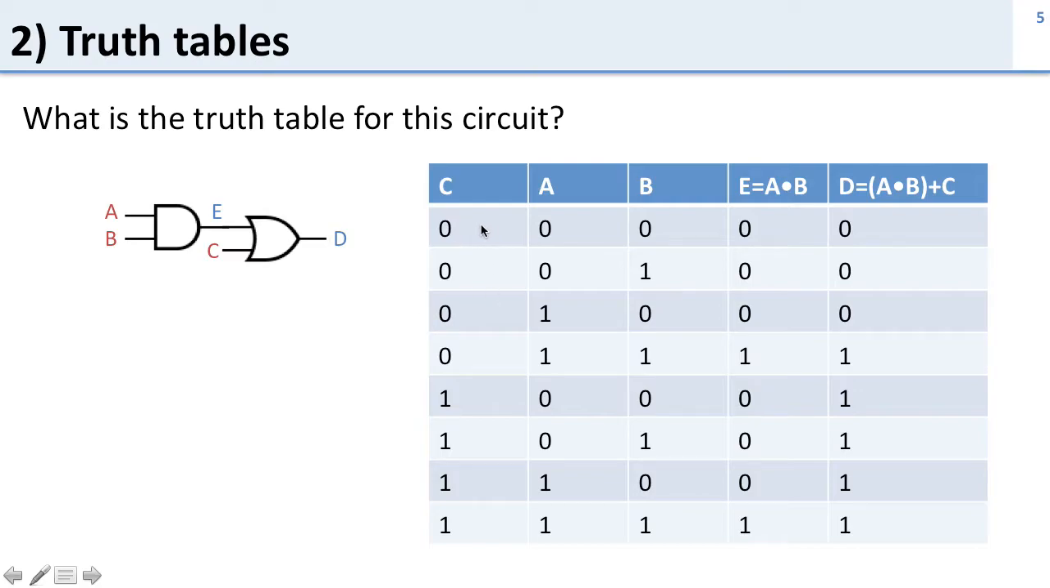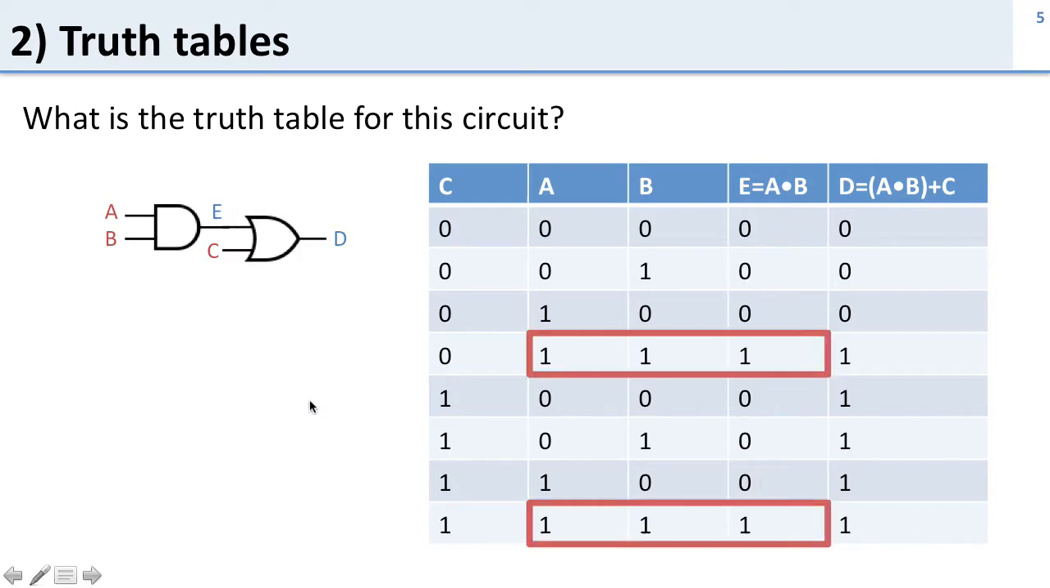So here's the answer for this. I put all possible combinations of C, A, and B together, and I've calculated what this E input here will be. That's just A and B, and what the output of D is. So let's take a look at these 2 cases here. These are the cases where E is true. So E over here is only going to be true when A and B are both 1. So there are 2 cases where A and B are 1. That's when A and B are 1 and C is 0, and when A and B are 1 and C is 1. In both of these cases, A and B are 1, so E, which is A and B, is going to be 1 as well.